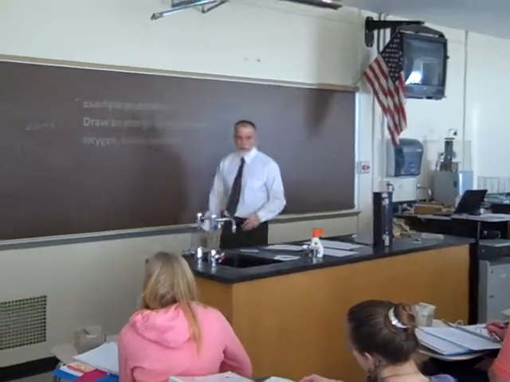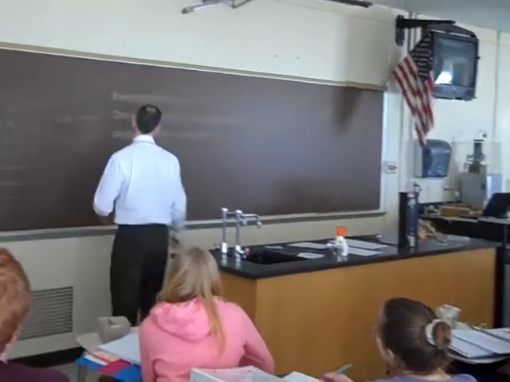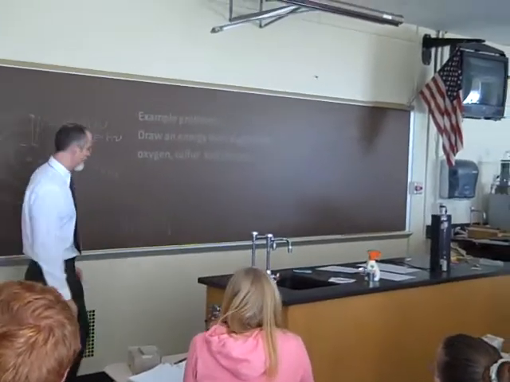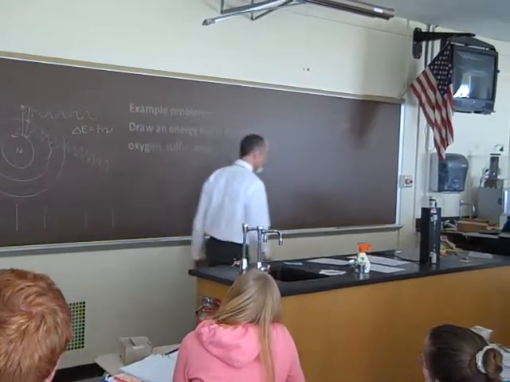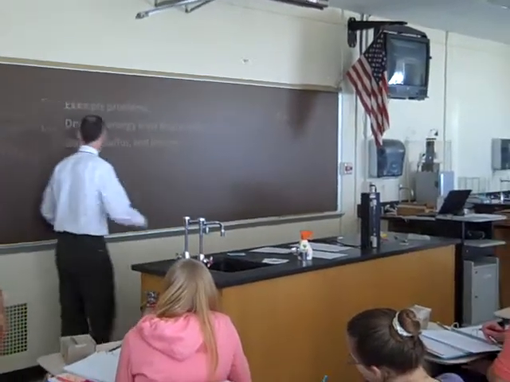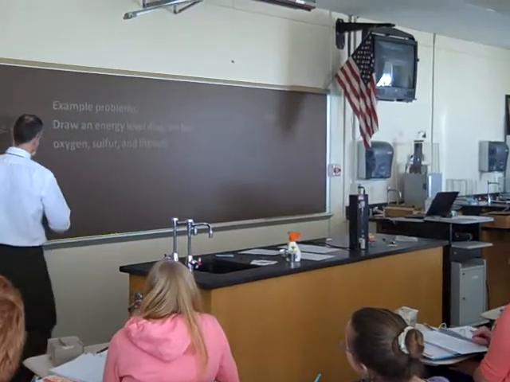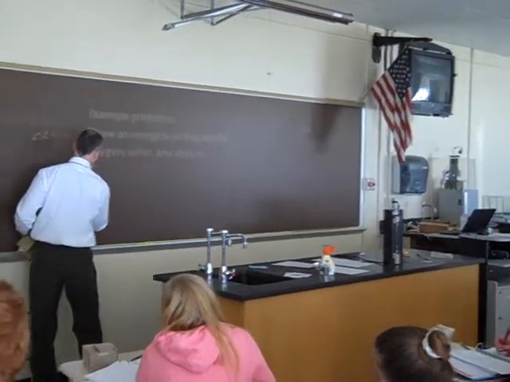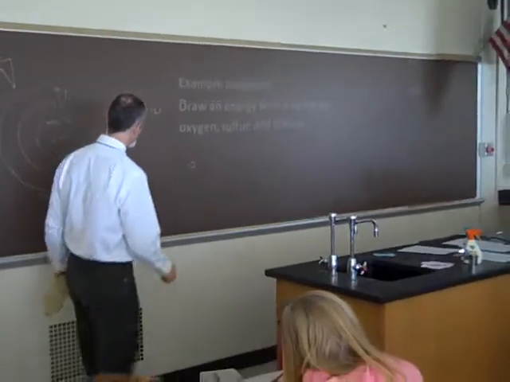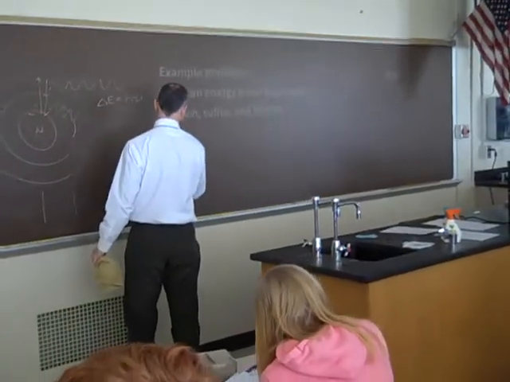So this is going to be super simple. We're going to draw energy level diagrams for oxygen, sulfur, and lithium. So here's how you do it. I would like you to use the symbol of the element for the nucleus. So we use an O to represent the nucleus of oxygen. And then we will draw energy levels around it.